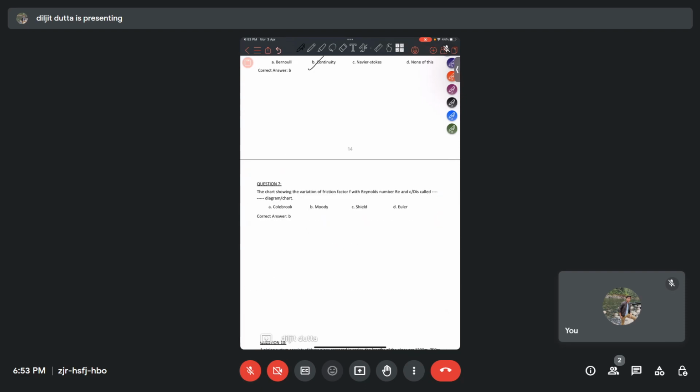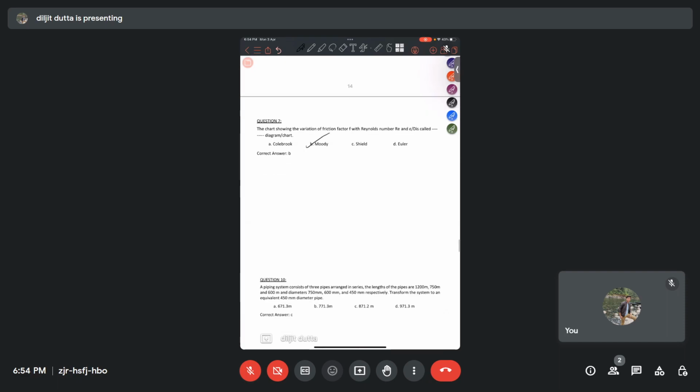The chart showing the variation of friction factor f with Reynolds number Re and epsilon by diameter is called the Moody's diagram. So we have seen what the Moody's diagram is.